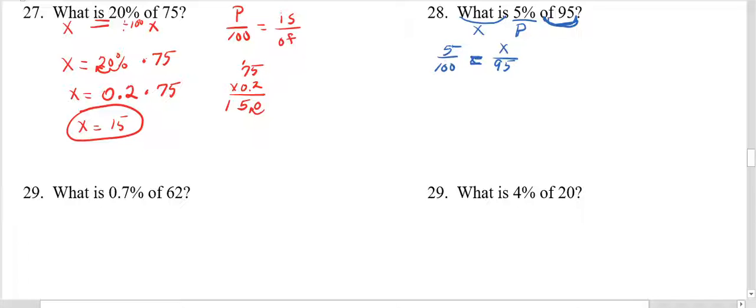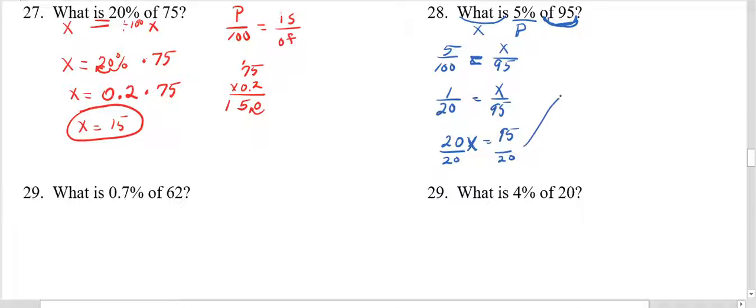Again, I can simplify my 5 over 100, make it 1 over 20, because 5 goes into both of them. And then I'm going to cross multiply. So I get 20 times x, and I get 1 times 95. Again, we're going to divide by what's with x. So I'm going to divide both sides by 20. So I have 95 divided by 20.